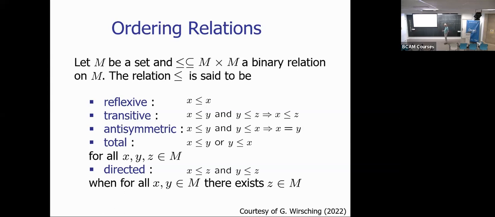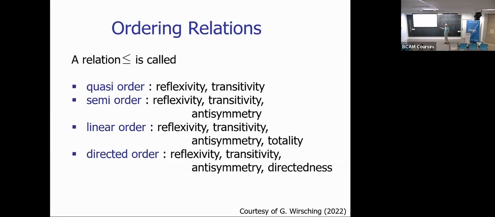And we have seen that this relation can be reflexive, if x is smaller or equal to x; transitive, if x is smaller or equal to y and y is smaller or equal to z, then x is also smaller or equal to z; antisymmetric; total, where either one or the other holds; and directed. And directedness becomes important in the following, because we are now going to define what is called a directed net. Again, such a relation was called a quasi order if it's reflexive and transitive, a semi order if it's reflexive, transitive, and antisymmetric, a linear order for reflexivity, transitivity, antisymmetry, and totality, and a directed order finally, if these things come together.